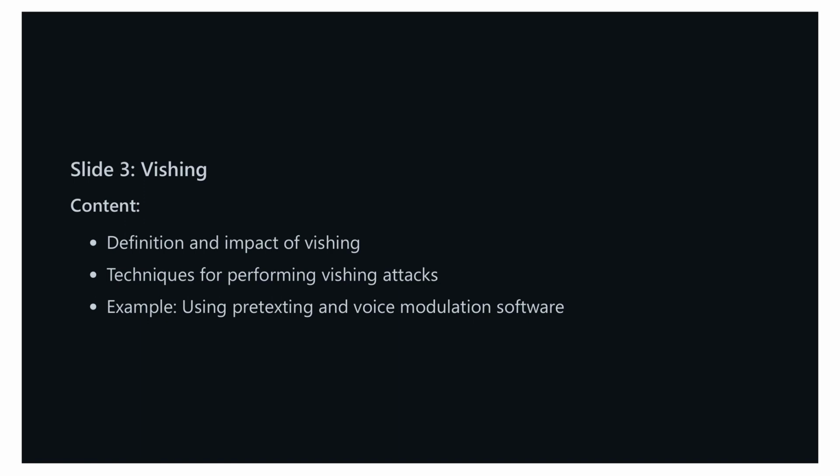Additionally, voice modulation software can be employed to mask the attacker's real voice, making the ruse even more convincing. For example, an attacker might pose as a technical support agent from a well-known company, using voice modulation to sound authoritative. They might then convince the victim to share private information or install malicious software on their devices, thinking they are following legitimate advice.